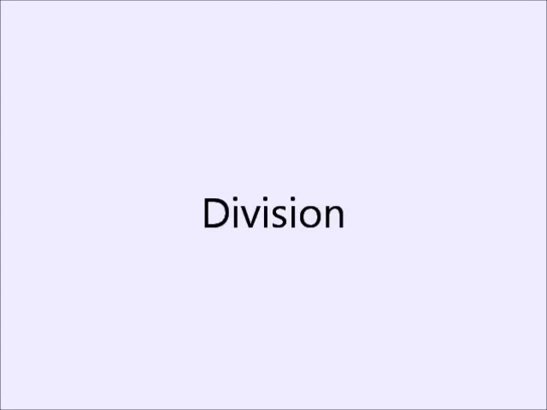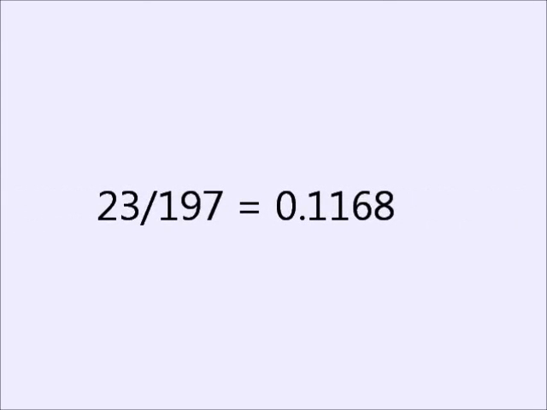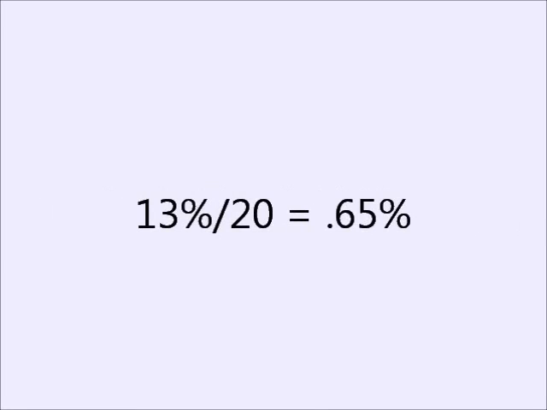Division. You're going to need to divide a smaller number by a bigger number and write the results as a decimal, like 23 divided by 197 equals 0.1168. And you're going to need to divide a percentage into a smaller percentage, like 13% divided by 20 equals 0.65%.